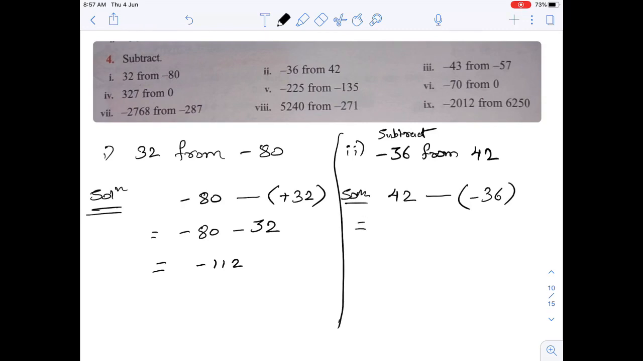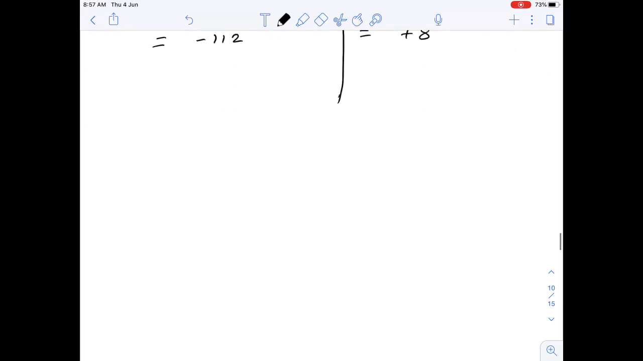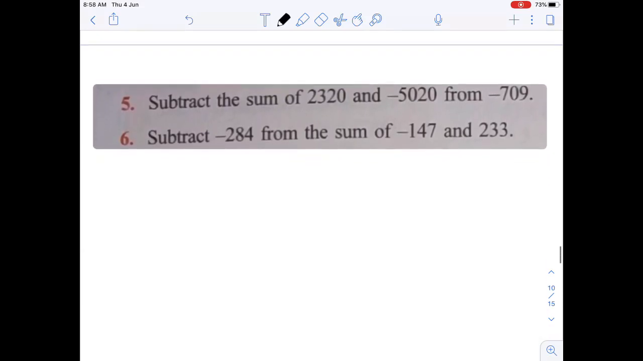Now again it can be seen that a minus sign is followed by a minus sign. Same signs are there, so it will become plus. The next step will be 42 plus 36, which equals 78. In this way you have to complete all these examples. Now let us proceed to some next level examples.